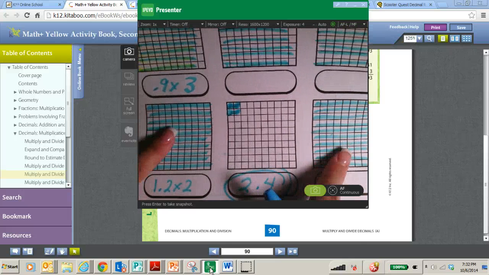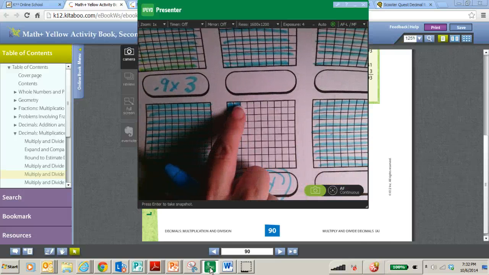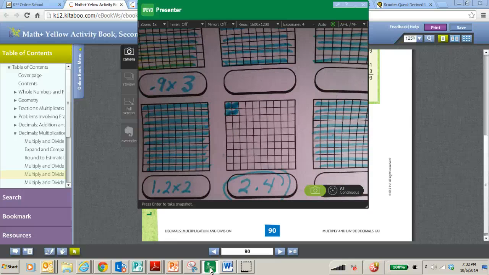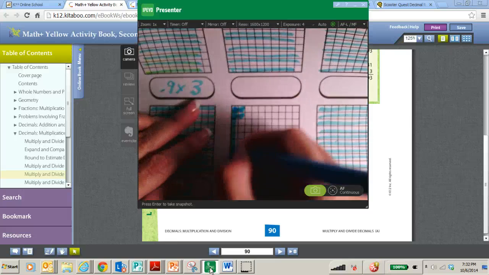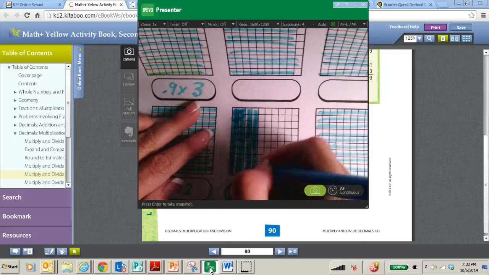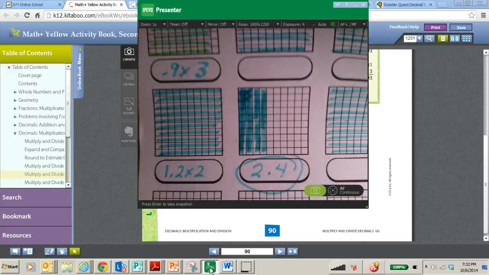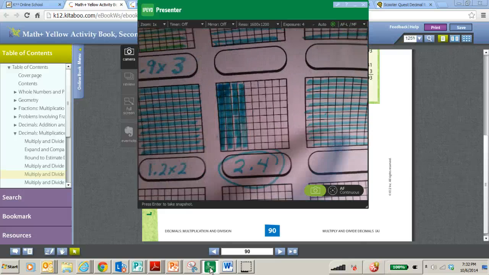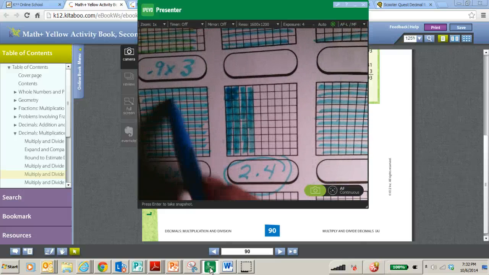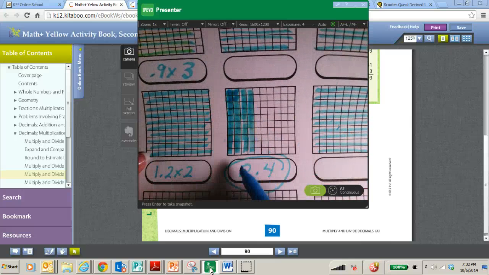So I have 2 wholes, which this represents. I have 2 tenths, here's a tenth, and here's a tenth, and here's a tenth, and here's a tenth. So I have 4 tenths. 10, 20, 30, 40. So when I look at my entire diagram, I have 1 whole, 2 wholes, and 4 tenths. So my answer is 2 and 4 tenths.